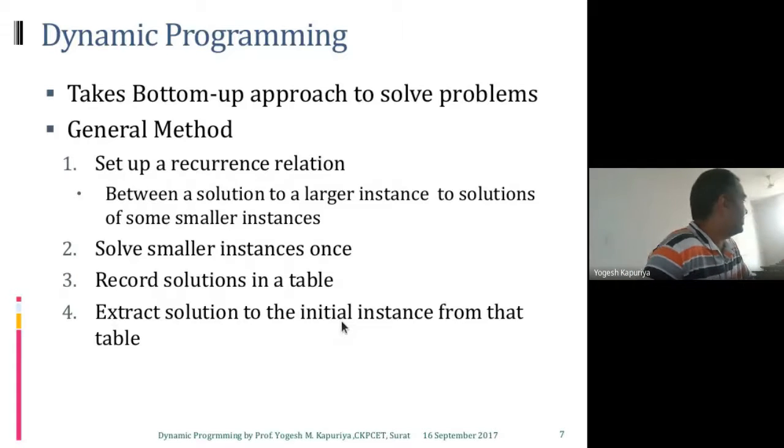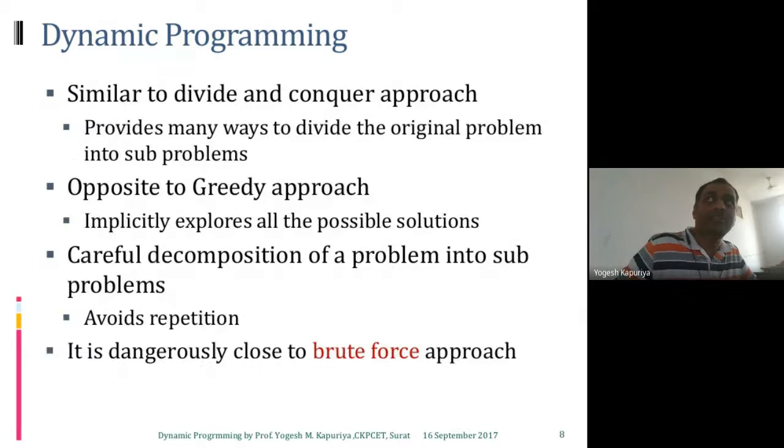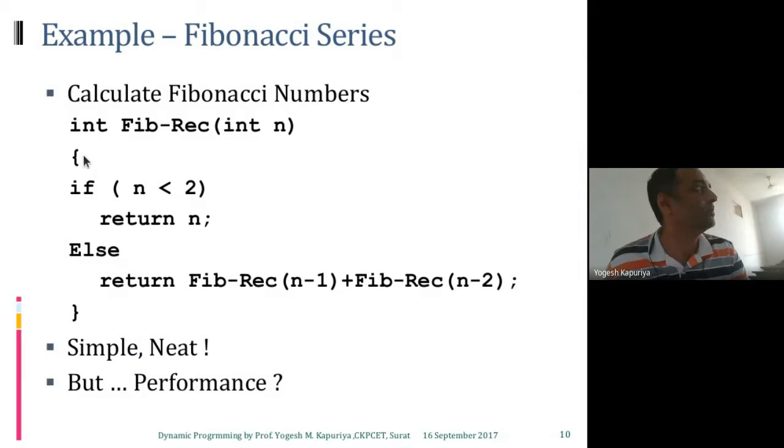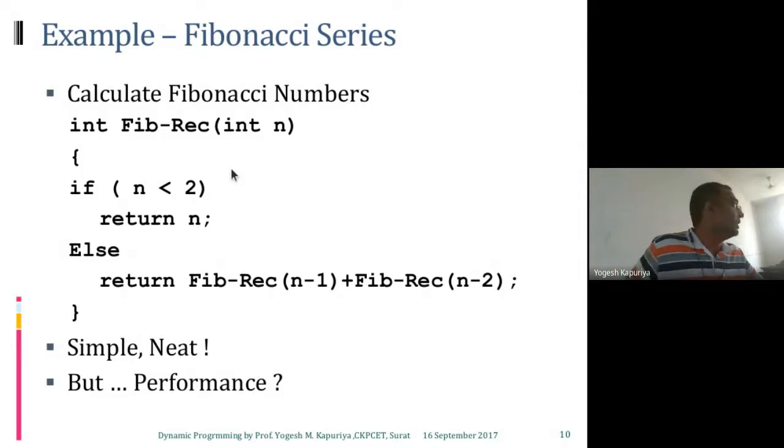So let us now try to understand what the approach is. There are two types of approach for solving any problem statement. One is called the top-down approach, the second is called the bottom-up approach. We will discuss that by example. So this is a very simple algorithm where we are calculating Fibonacci numbers by using recursion.